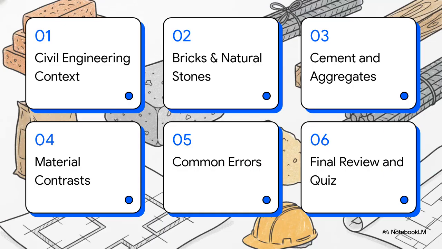Here's our syllabus for today's explainer. We'll start with the civil engineering context, move into bricks and natural stones, then cement and aggregates, follow up with material contrasts, highlight some common errors, and wrap it all up with a final review and quiz.